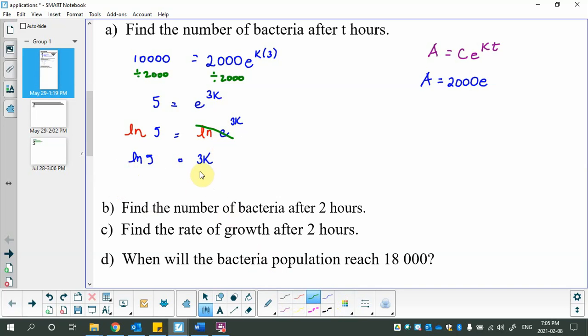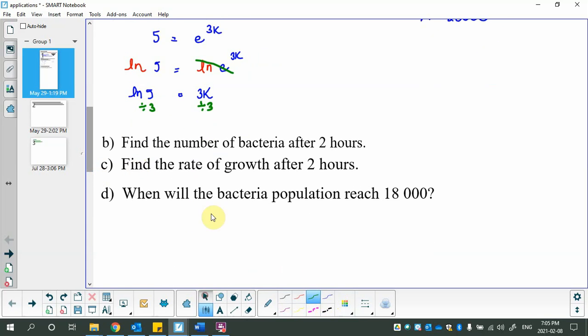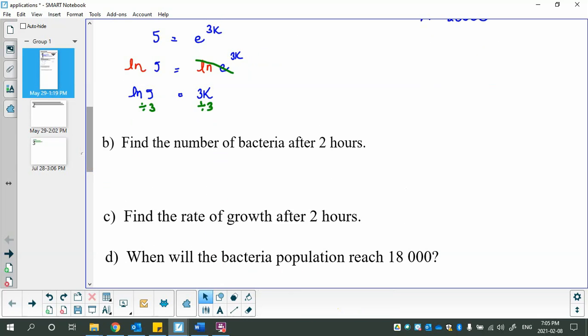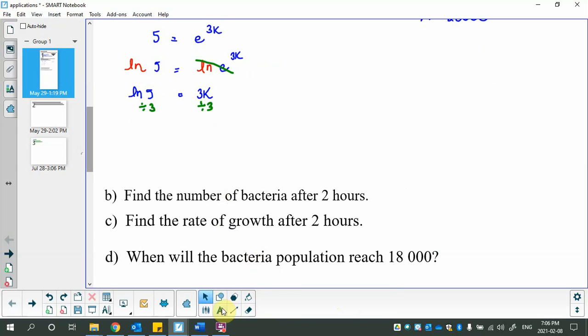So next step is getting the letter isolated, so I'm going to divide both sides by 3. Shift B down just a little bit. And I have a nice little k value. Now, to be clear, this is ln 5, all of it over 3. It is not ln 5 over 3. So you have to make sure the ln 5 is over the 3.